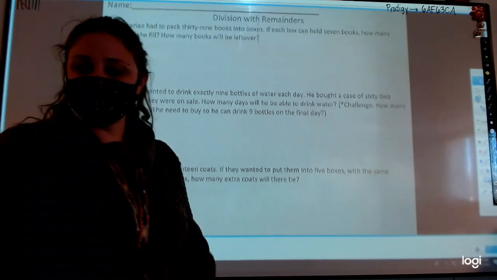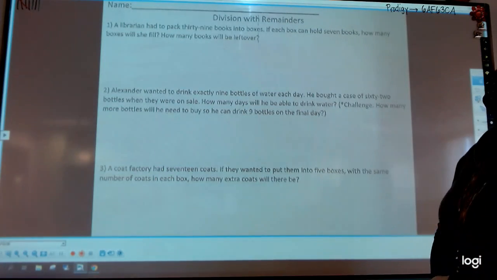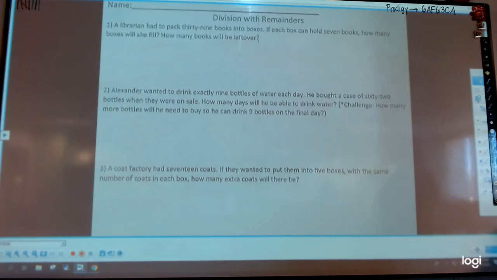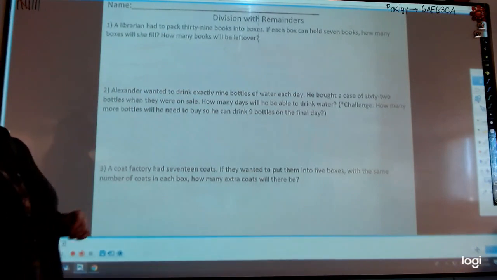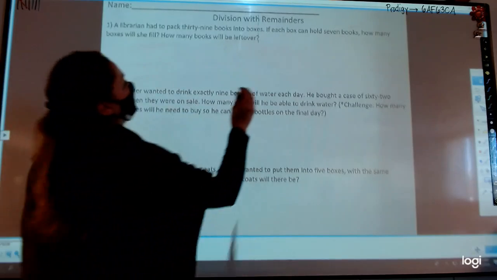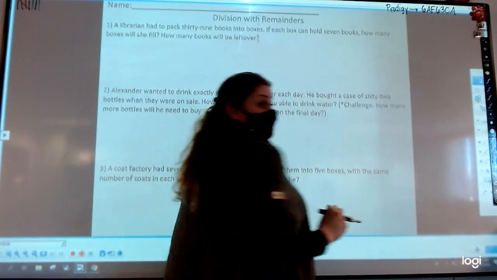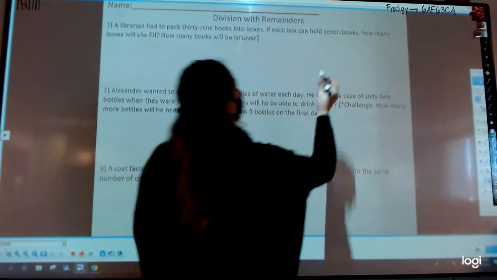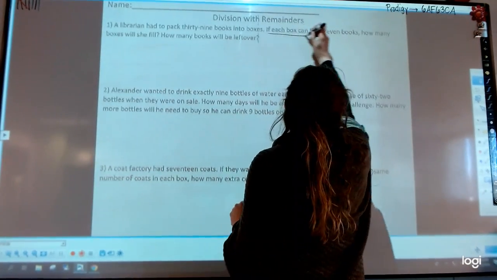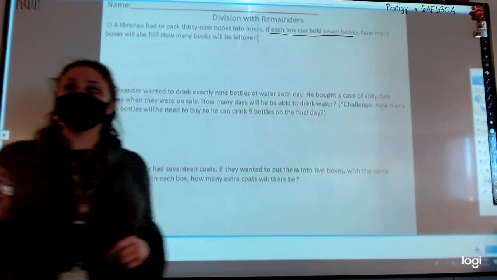Zoe, nice and loud. A librarian had to pack 39 books into boxes. If each box can hold 7 books, how many boxes will she fill? How many books will be left over? Ooh, double question. All right, what's important that we need to mark up in our question? Hayden? 7 books, because it doesn't have the number. Good, right. Sometimes that was tricking us before, right? When they write the numbers out in words, it's still a number. So, 7 books. Each box can hold 7 books. That's important.